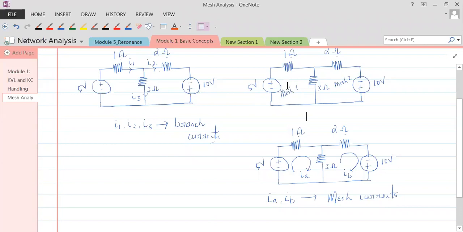This is mesh 1. Let's always consider this as mesh 1 and this is mesh 2. And the first current that we plot, okay, suppose this is not given. How to understand which is mesh 1 and mesh 2? Wherever I mark my first current, that is my first mesh. Wherever I mark my second current, that is my second mesh. That is how I'll be referring to.